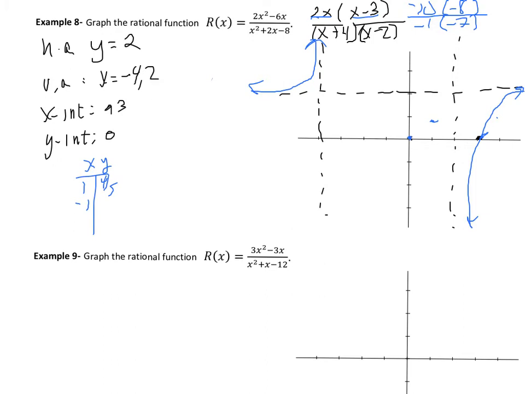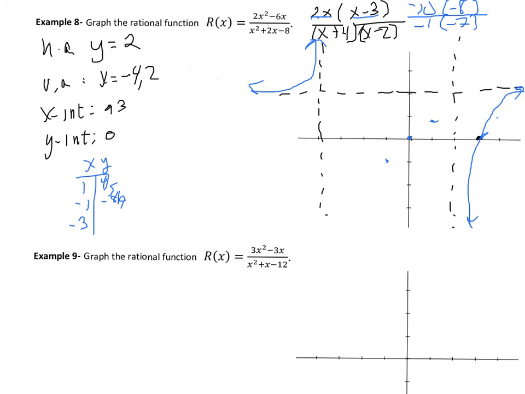Okay, 2 times negative 1 is negative 2. Negative 1 minus 3 is negative 4. Negative 1 plus 4 is 3. And negative 1 minus 2 is negative 3. So what does that give me? Positive 8 over negative 9, so negative 8/9. Right here. Okay, let's go negative 3. See what that's going to do for us.